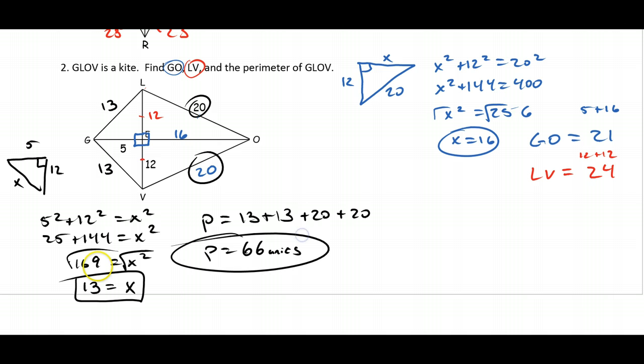Alright, so there's my perimeter. Here's my LV. Here's my GO. And that's all I got.